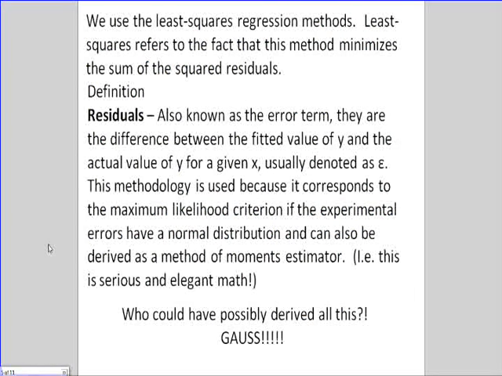We use what's called the least squares regression method. Least squares refers to the fact that it minimizes the sum of the squared residuals. Residuals are an error term, and they give the difference between the fitted value of y and the actual value of y for a given x, and they're usually denoted as epsilon or e. This methodology is used because it corresponds to the maximum likelihood criterion of the experimental errors of a normal distribution, and it can be derived as a method of moments estimator. This is basically a lot of words to say it's very elegant mathematics. All that's really important for purposes of this class is that we use the least squares regression method.